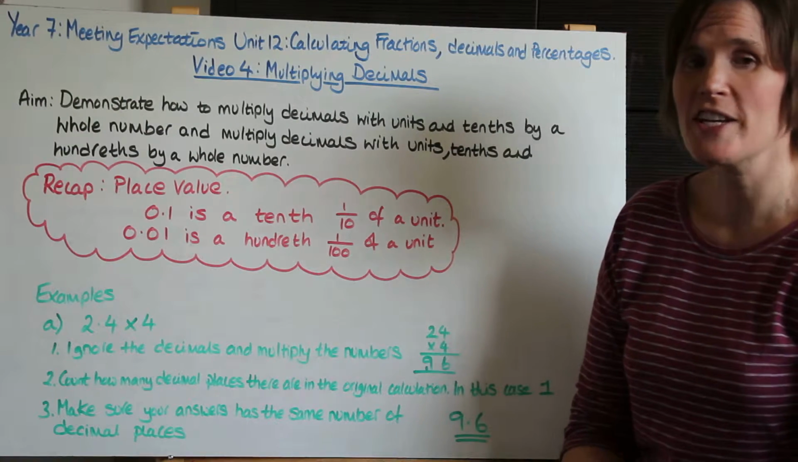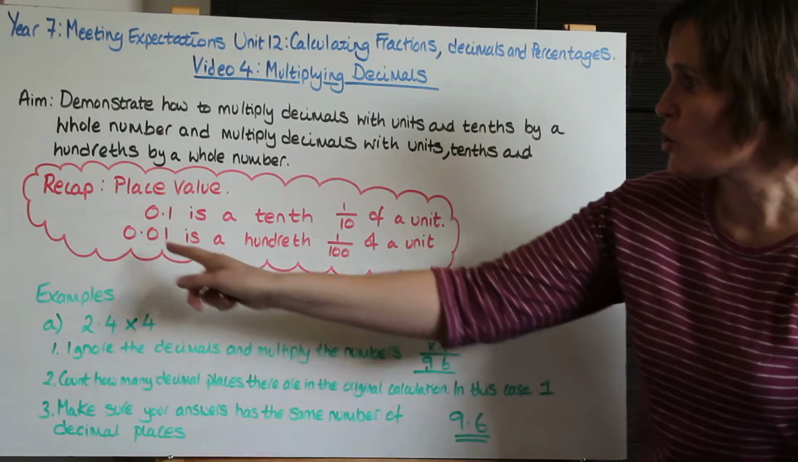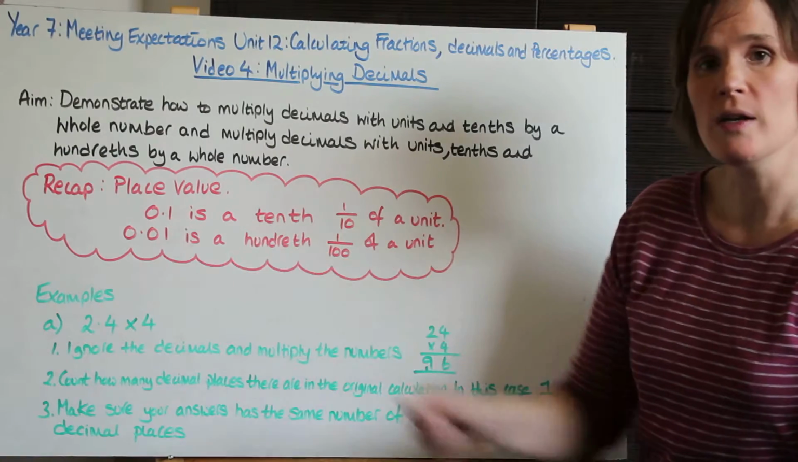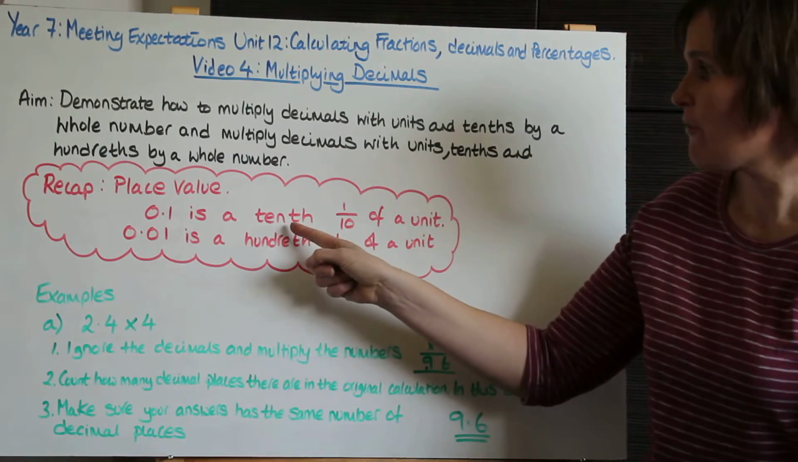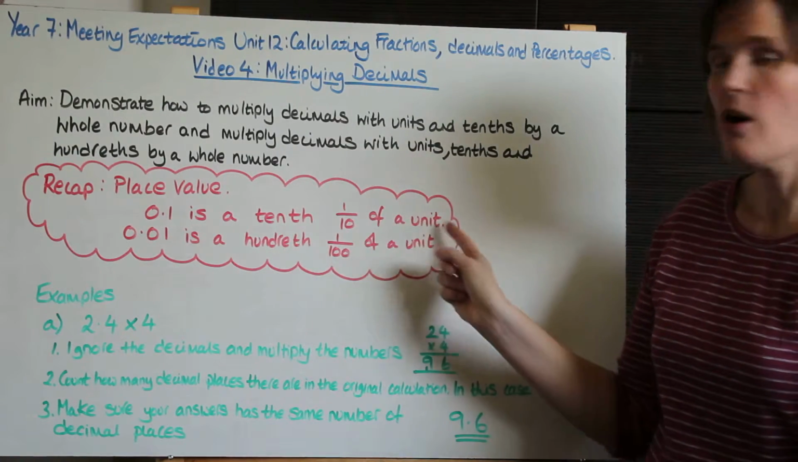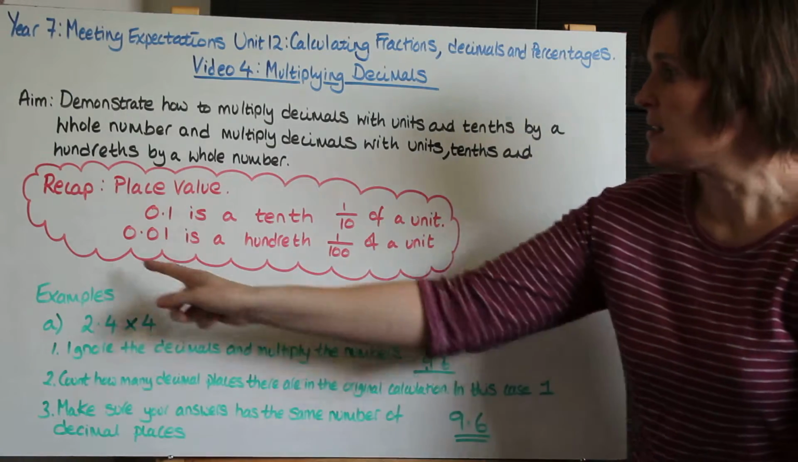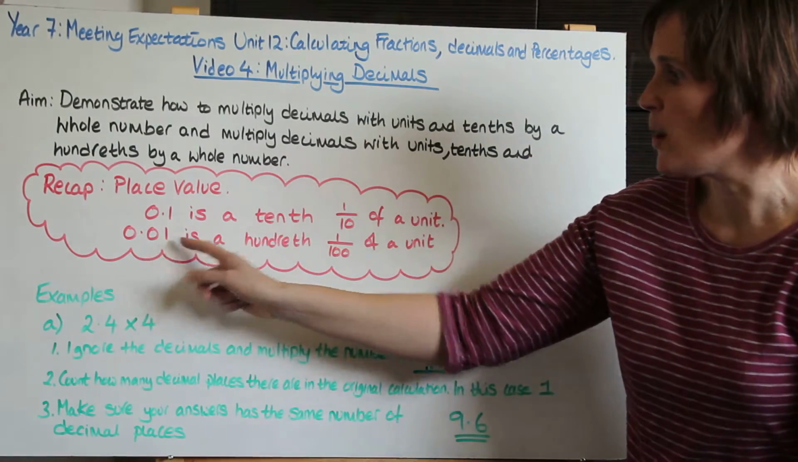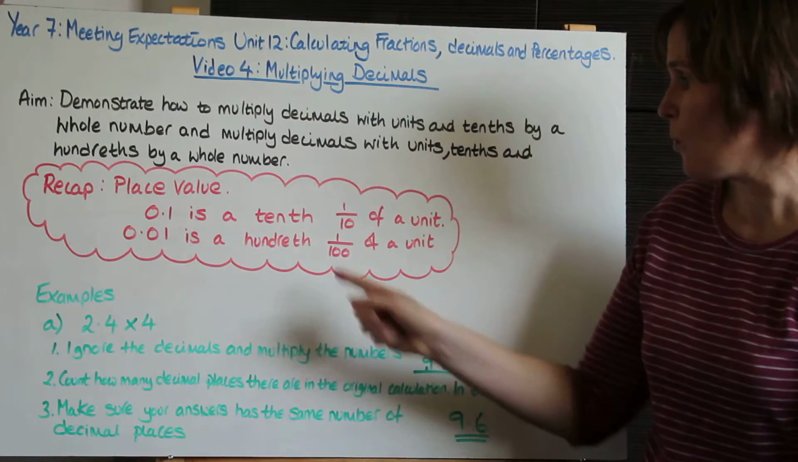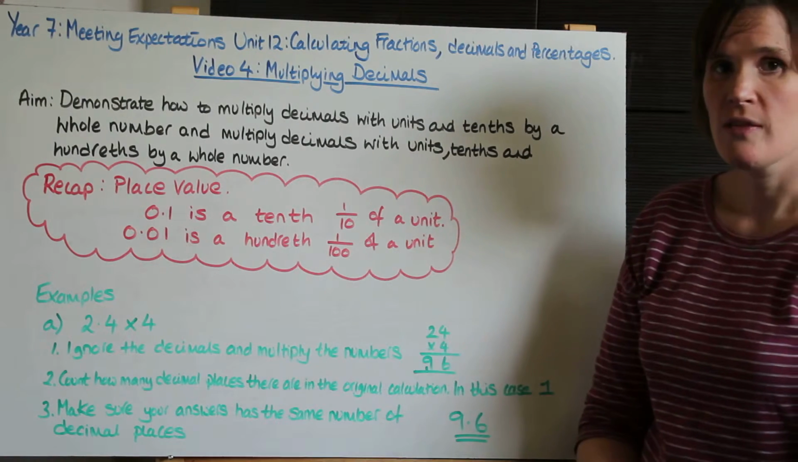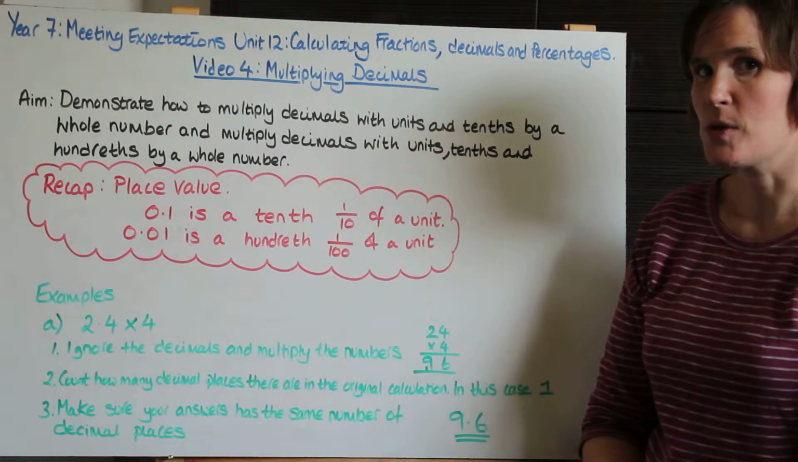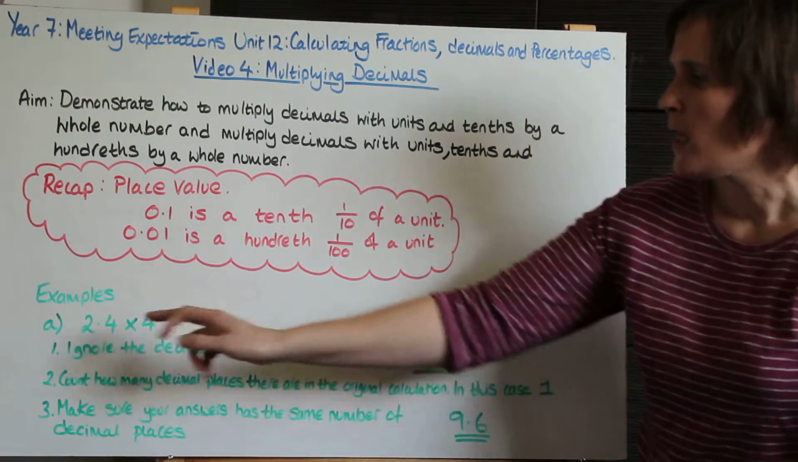We're going to have a quick recap of place value. So 0.1 is a tenth, 1/10 of a unit. And 0.01 is a hundredth, 1/100th of a unit. That's going to help us as we go through this video.